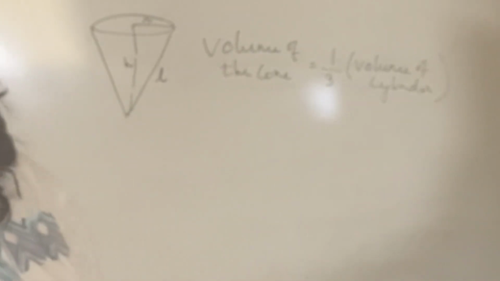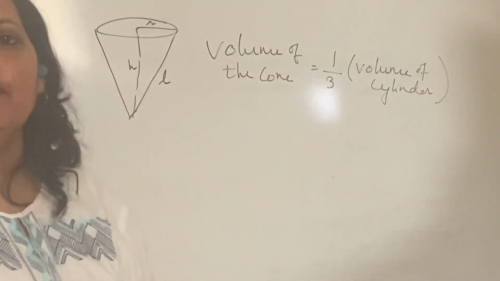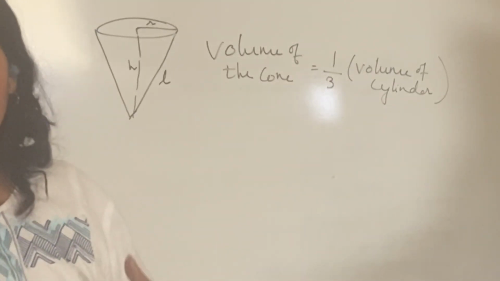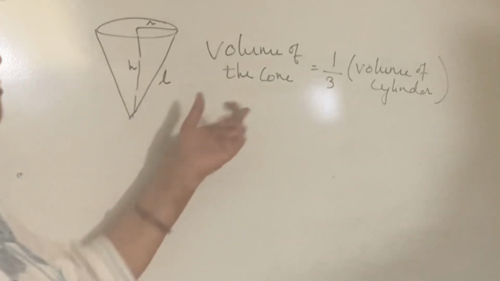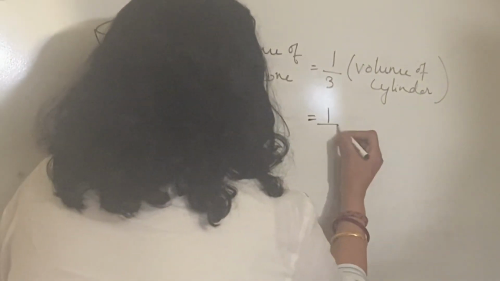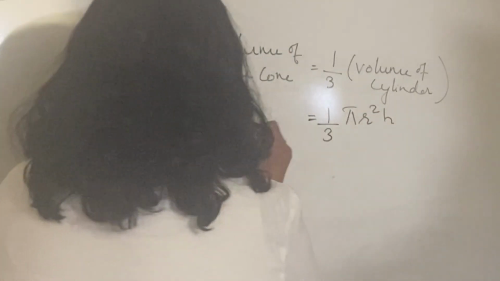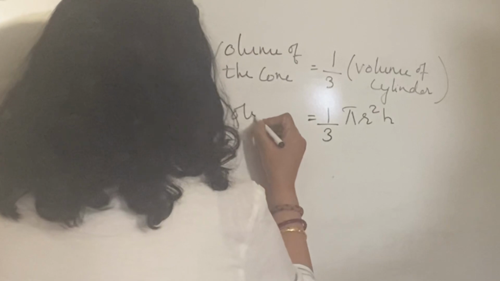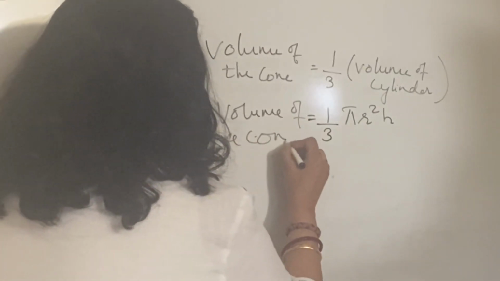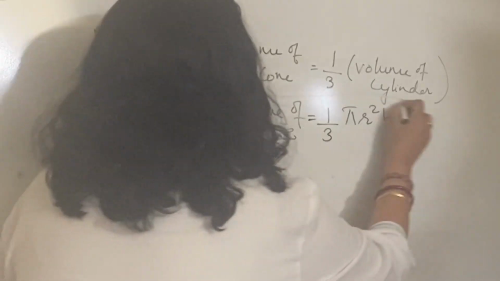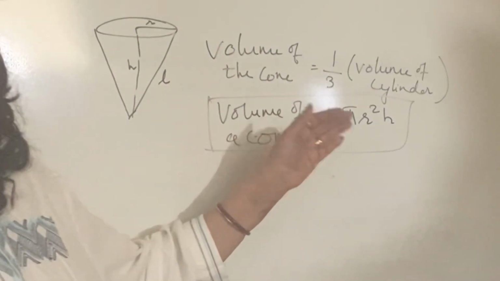But some are the basic formulas which we will remember. In the same way, we remember the formula of volume of the cylinder. So volume of the cylinder is pi r square h, and volume of the cone will be 1/3 of it. So 1/3 of pi r square h, that is volume of a cone.